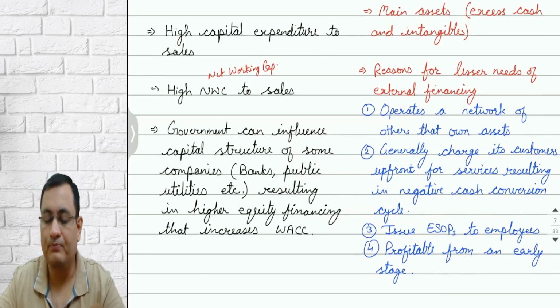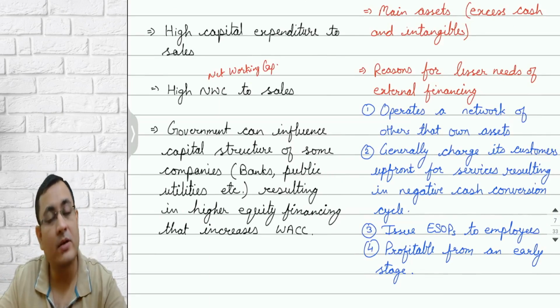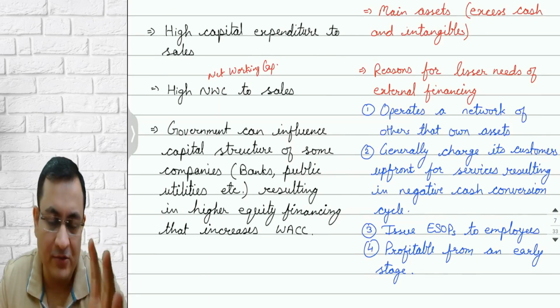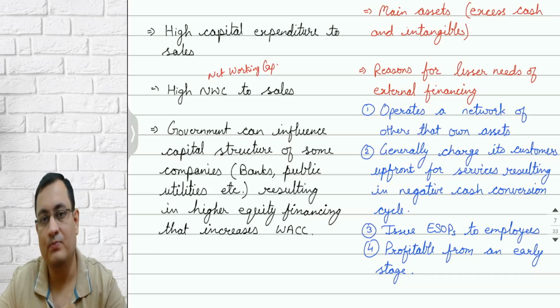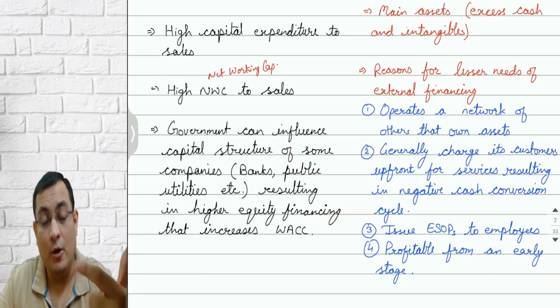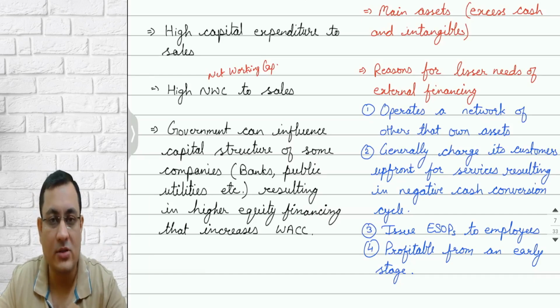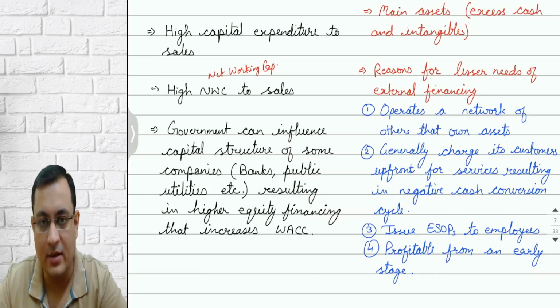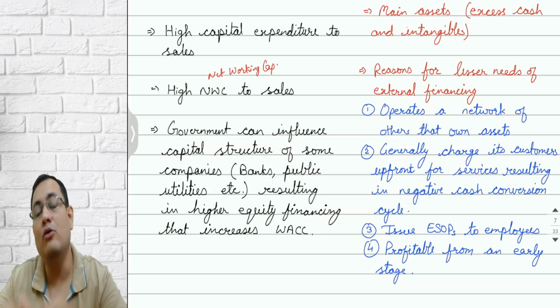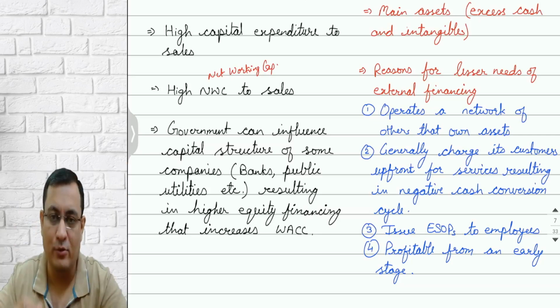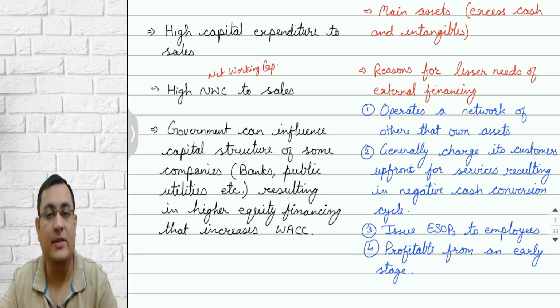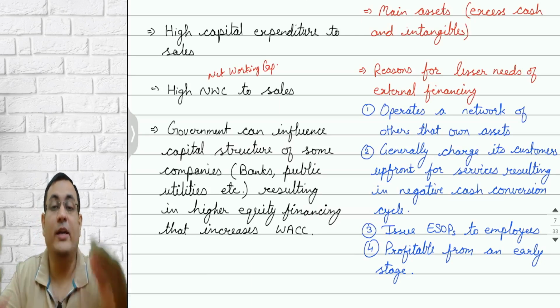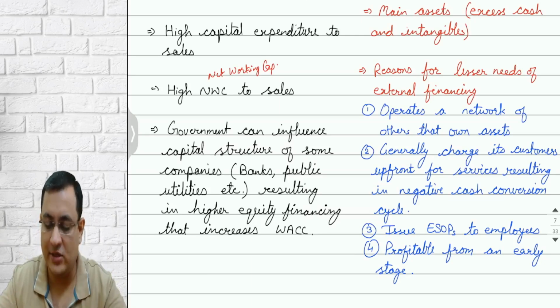Why do these capital light businesses need less external finance? Number one, generally they charge upfront. Service industry generally charges upfront from their customers. Second, they operate through a network of others. Service industry generally has outsourcing agreements with other service providers, and under outsourcing agreements, the vendors are going to manage the assets. So a service sector business doesn't need to have assets on its balance sheet.